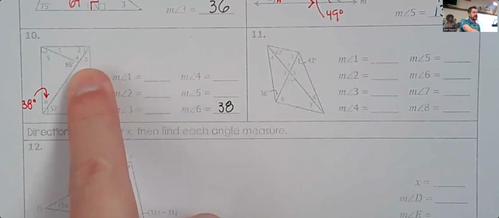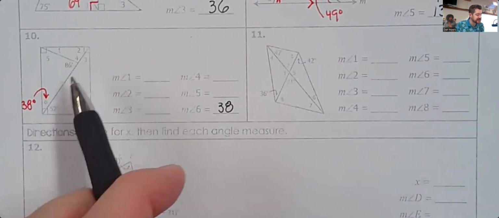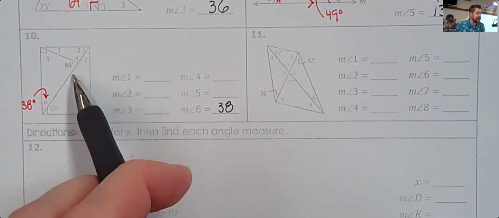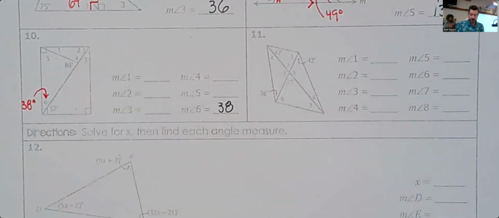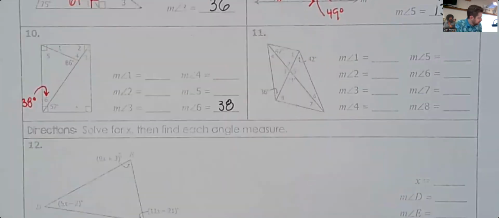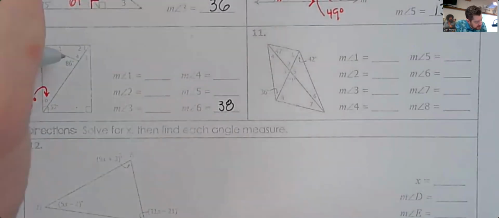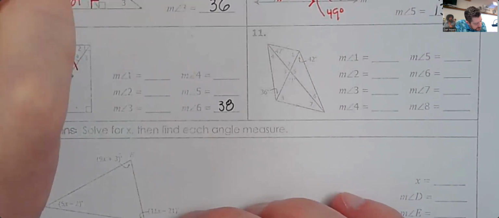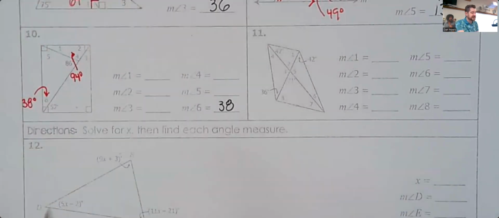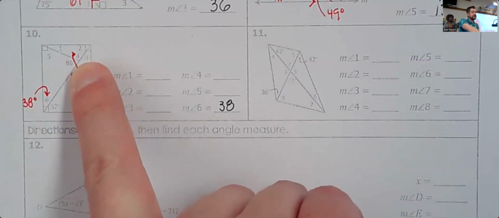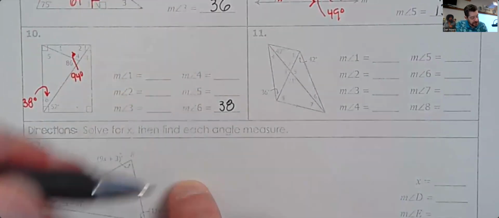From there, let's figure out angle 4, because the 86-degree angle and angle 4 are right next to each other and they make a straight line. So that means they add up to 180. So how many degrees is angle number 4? 94. Good. So angle 4 is 94 degrees, because it's right next to the 86-degree angle and it makes a straight line.